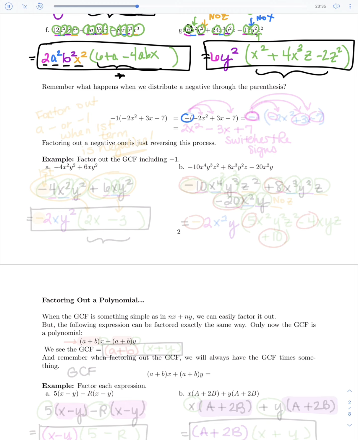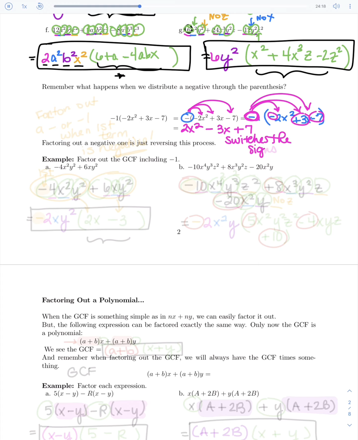So what if we had a negative or a -1 out in front of a set of parentheses? Well, we found out that when you have a negative or a -1 out in front of a set of parentheses, it means that you're going to multiply that negative or -1 to everything on the inside. A negative times the negative will become a positive 2x squared. Then the negative times the positive 3 will become a negative 3x. Then the negative times the negative will turn into a positive 7. What it does is it switches the signs.